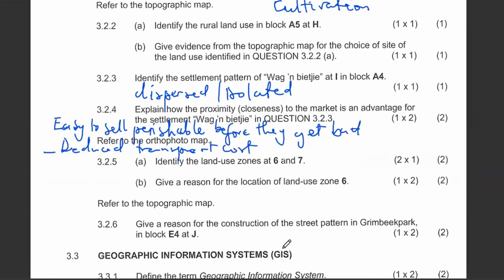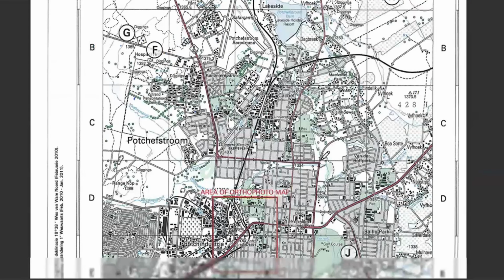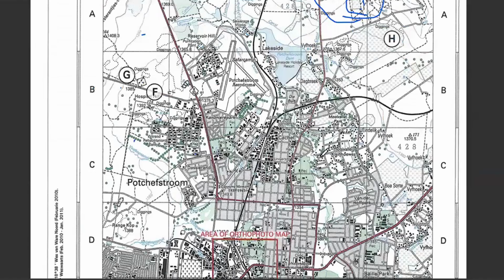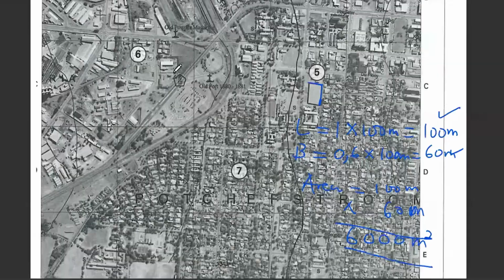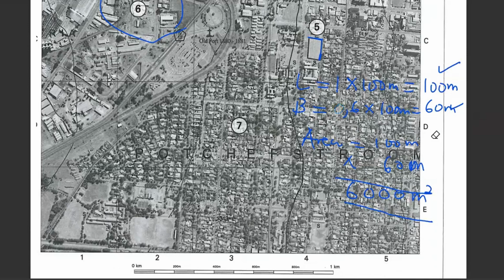Refer to the orthophoto map, identify land use zones 6 and 7. Right, if we check on our map, we want to identify area 6 and 7. Area 6 on the orthophoto map is here, and area 7 is also around here. Right, so we are identifying our areas. Areas 6 and area 7. Area 7 is here.